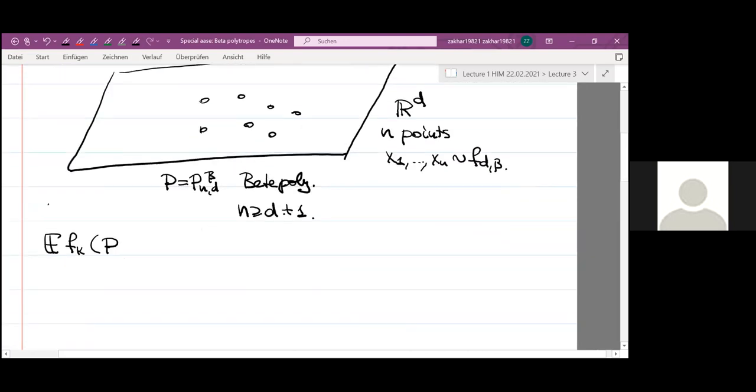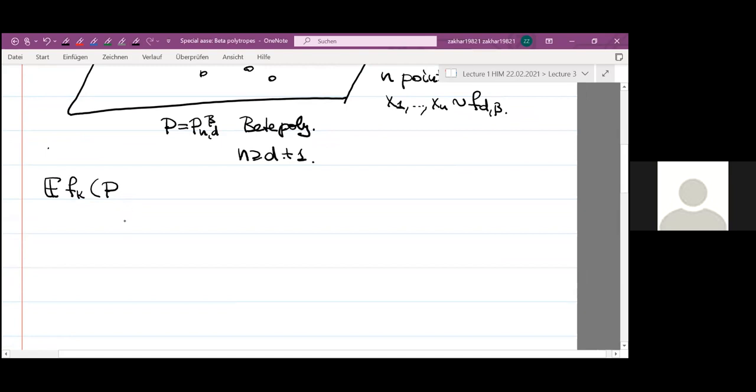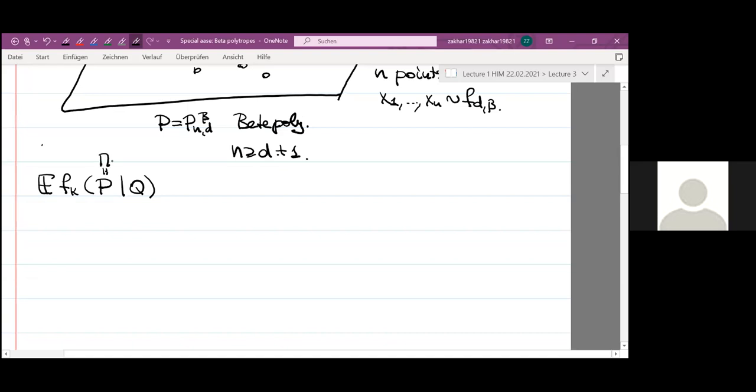And let us do the following. Let us first condition on Q. So we condition on Q. Q is given. It's just some simplex, the random one. And what is random is the projection. So this P is the projection of Q, and the projection is random. Then we can apply the formula, because it's exactly the setting in which it applies.